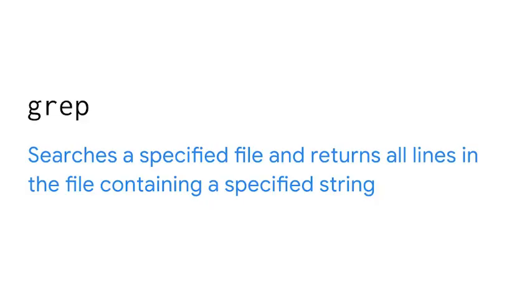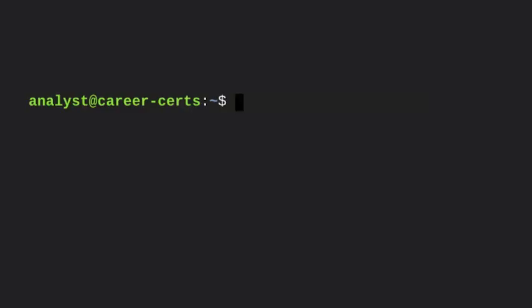The grep command searches a specified file and returns all lines in the file containing a specified string. Here's an example of this. Let's say we have a file called updates.txt, and we're currently looking for lines that contain the word OS. If the file is large, it would take a long time to visually scan for this. Instead, after navigating to the directory that contains updates.txt, we'll type the command grep OS updates.txt into the shell.